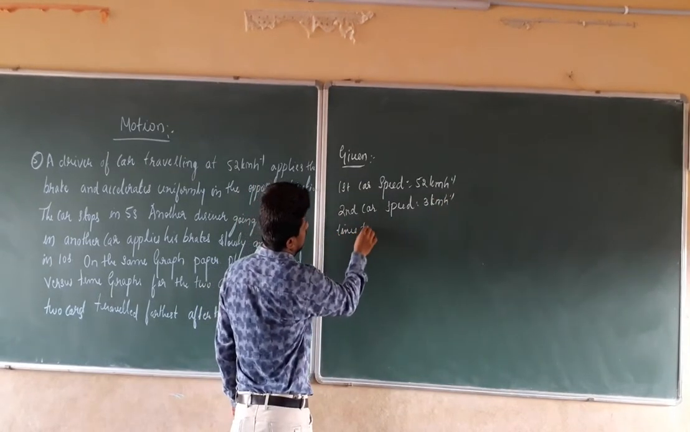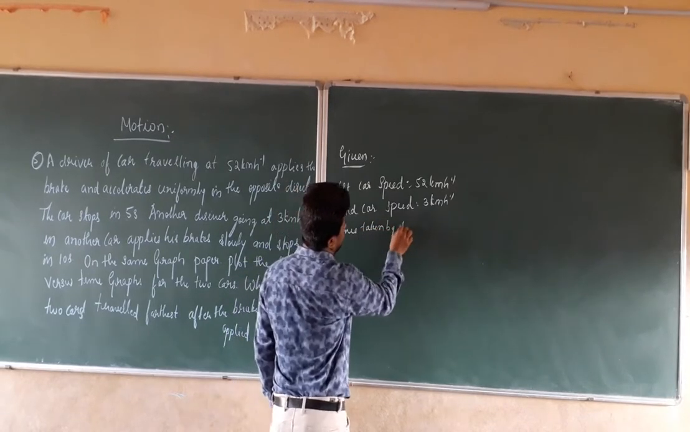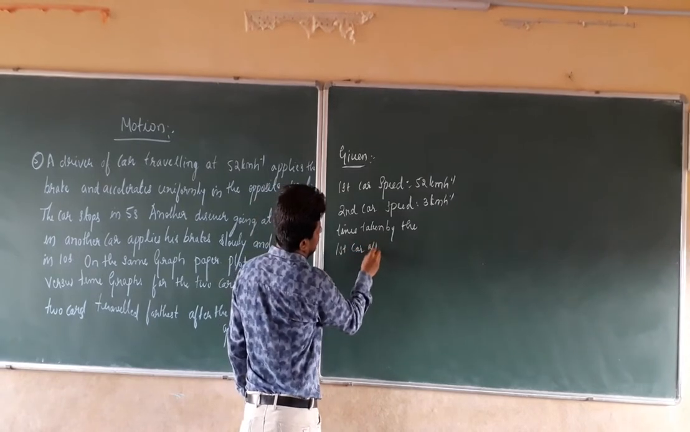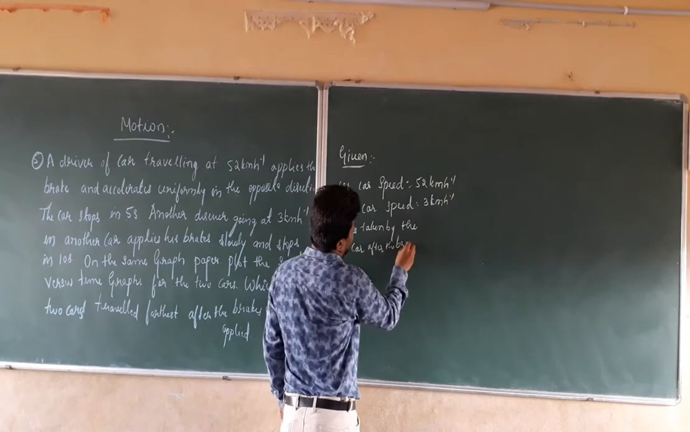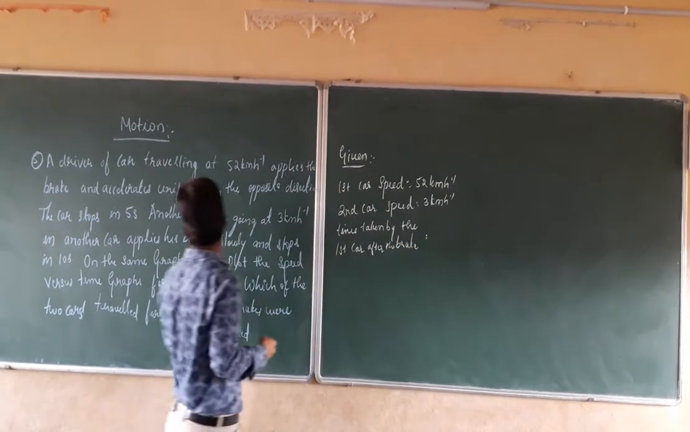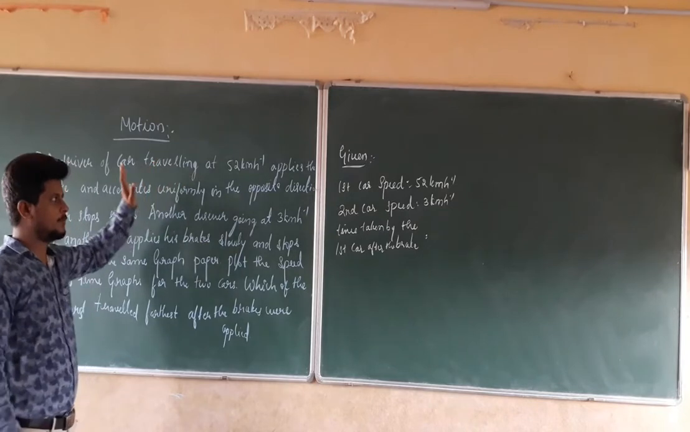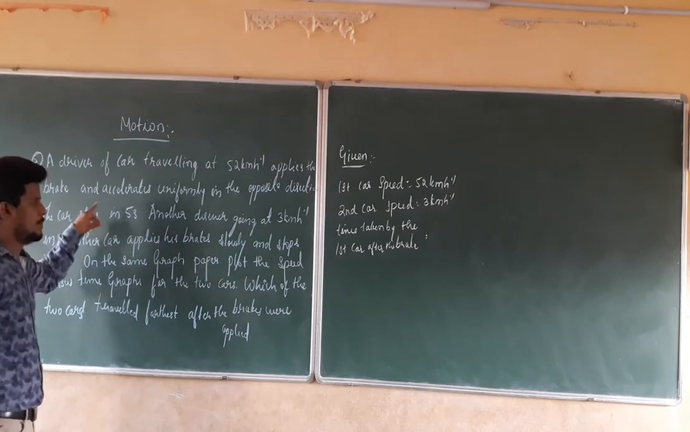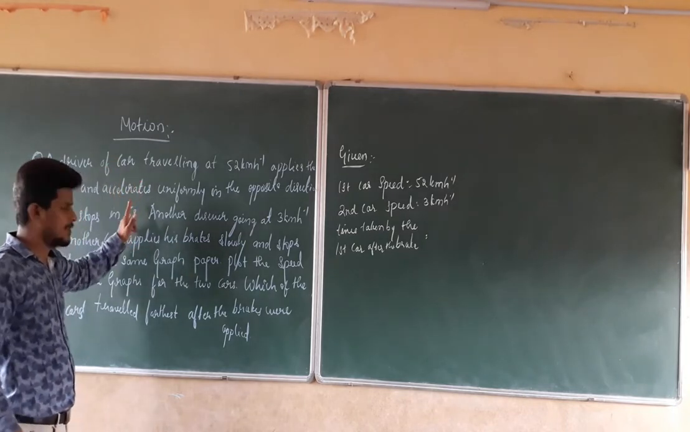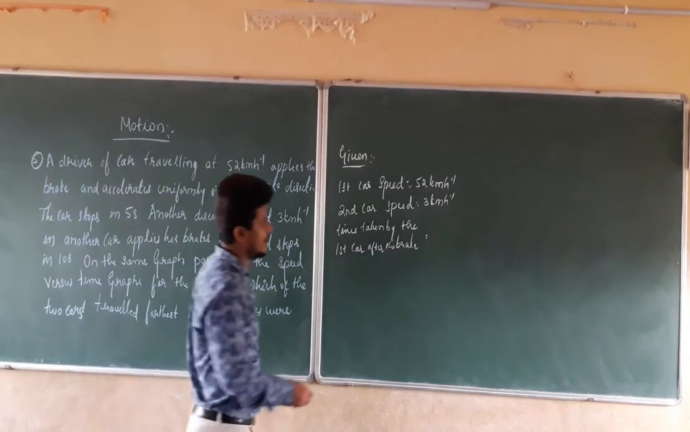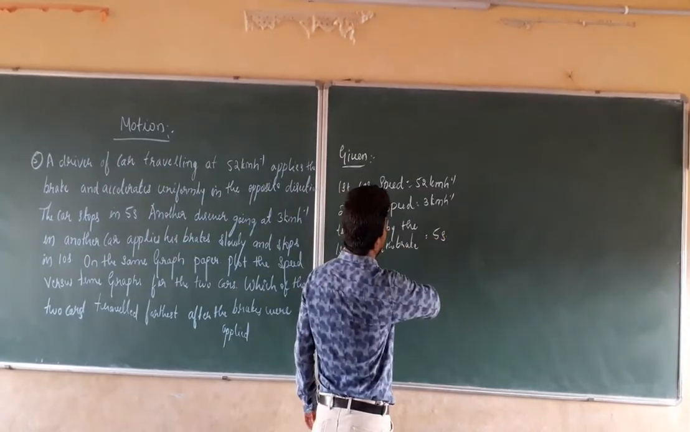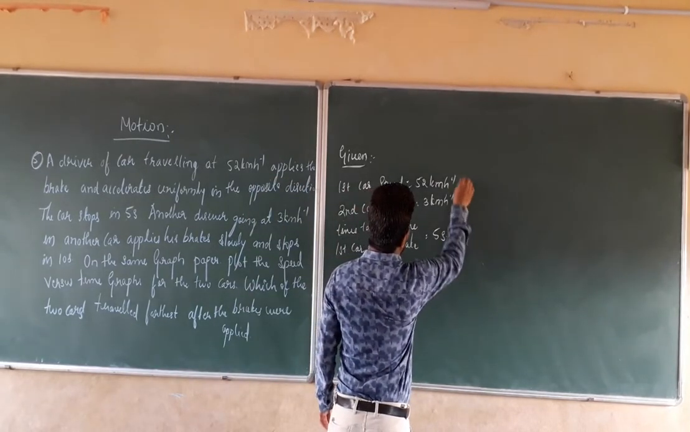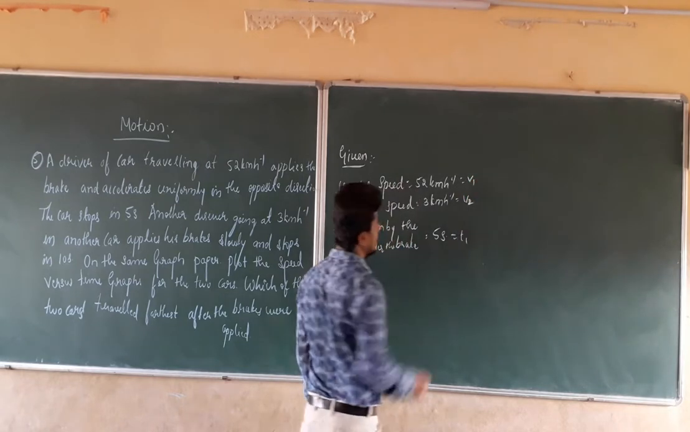Time taken by the first car after the application of the brake equals how much? A driver of a car traveling at 52 km per hour applies the brake and accelerates uniformly in the opposite direction. The car stopped in 5 seconds. So the time taken here is 5 seconds. Let it be T1.